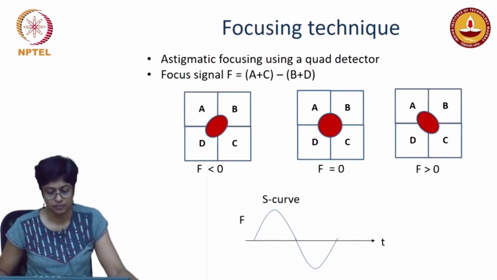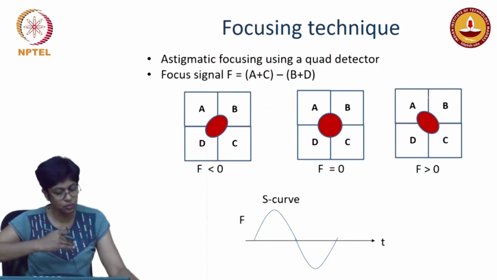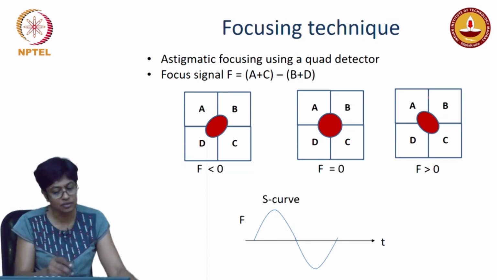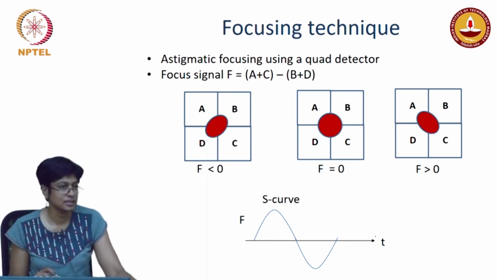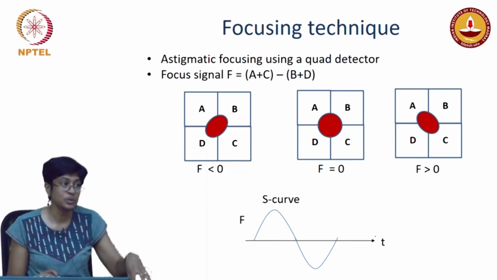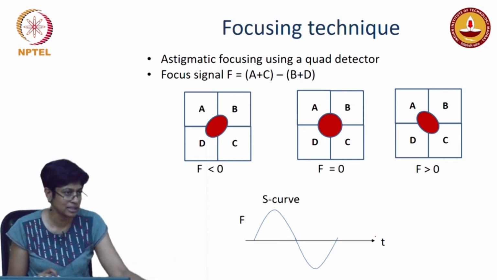Okay. So as you go out of focus, the signal from this curve will look like this, and so you can tell not only how much you are out of focus, but in which direction you are out of focus, and thereby send the correct signal to the lens and correct for it.